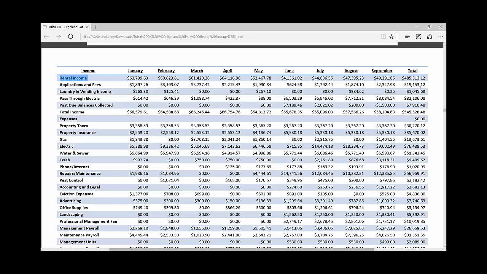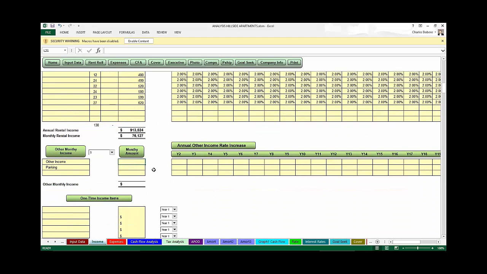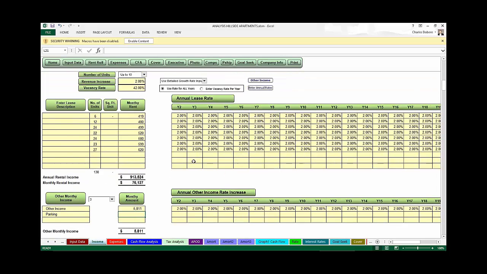I'm going to add in $19,153, and then I'm going to add in $1,000 for the laundry. That's not so good. Pass-through electric is $52,000. I divide that by 9 and multiply it by 12: $69,000. So that means when I go back to the spreadsheet here, under other income, the monthly amount is $5,800. Let's try that again. So that gives me the total rental income and the total other income section for the property.